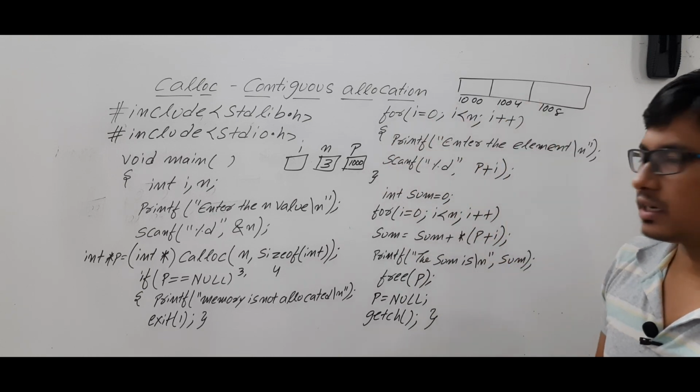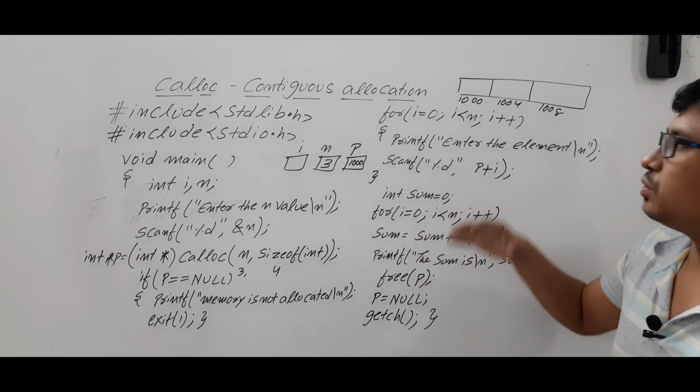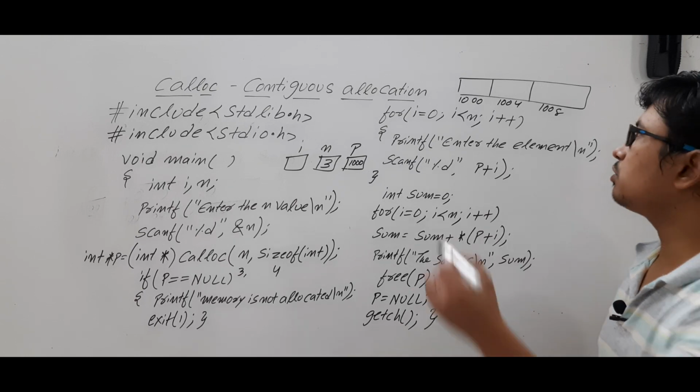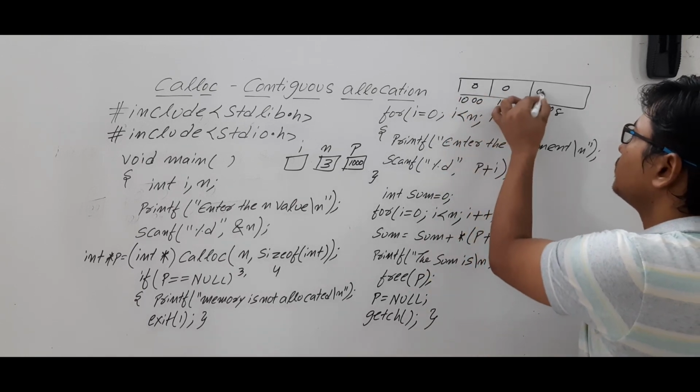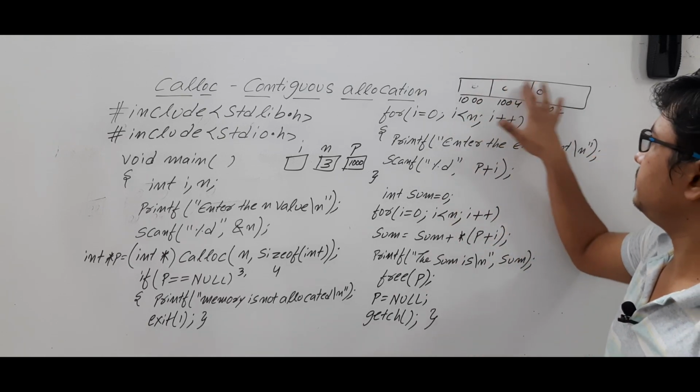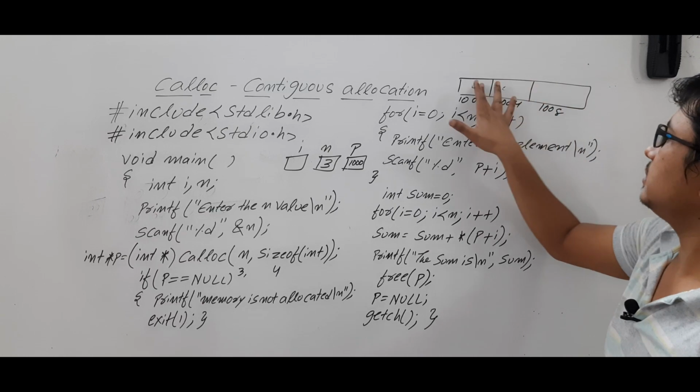If the memory is allocated successfully, you want to ask the user to enter some elements. Otherwise, the default values will be zeros because it is calloc. If it is malloc, it will be garbage values. Okay? Are you able to understand it or not?